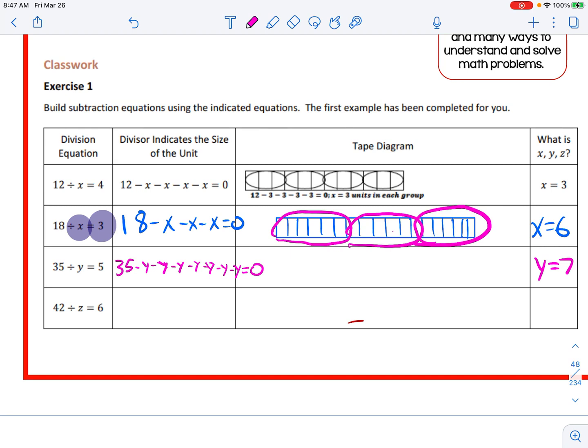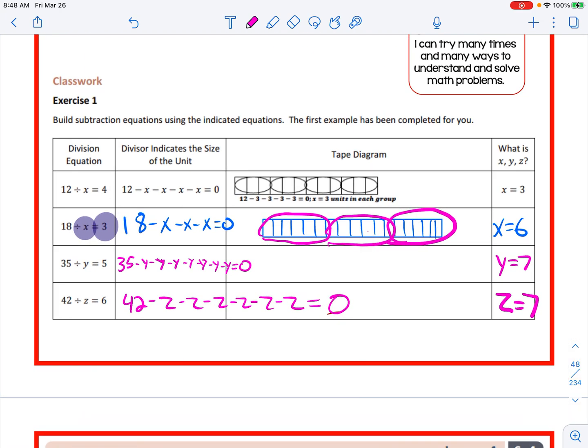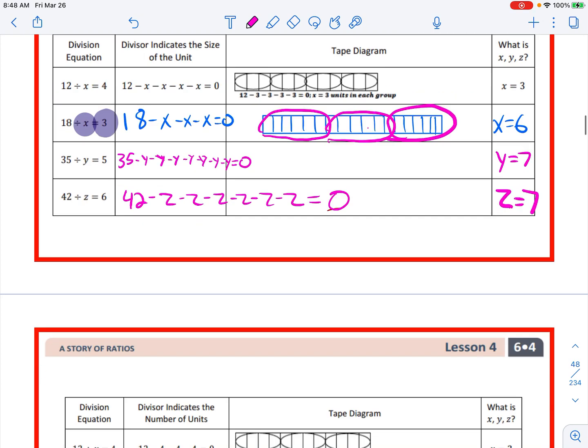Now, let's look at the next one. 42 divided by z equals 6. So we're going to have to subtract z from 42 6 times in order to get 0. Well, what does z equal? Z is going to equal 7 as well. So this is going to be 42 minus z minus z minus z minus z minus z minus z equals 0. So technically, we are subtracting 7 from 42 6 times in order to get 0. Hopefully this is starting to make sense. We're still going to continue to do some more examples.